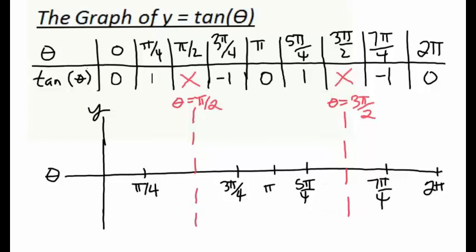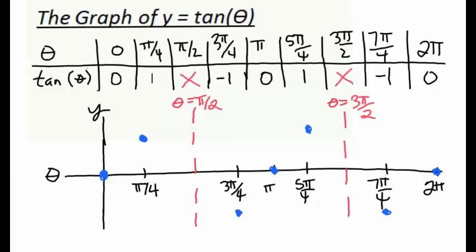Now in blue, I'm going to go ahead and plot ordered pairs using the columns that we have from our table of values. Our first point is at 0, 0. And then at pi by 4, we have a value of 1. At 3 pi by 4, we have a value of negative 1. At pi, it's 0. And at 5 pi by 4 is positive 1. At 7 pi by 4, it's negative 1. And at 2 pi, it is 0.